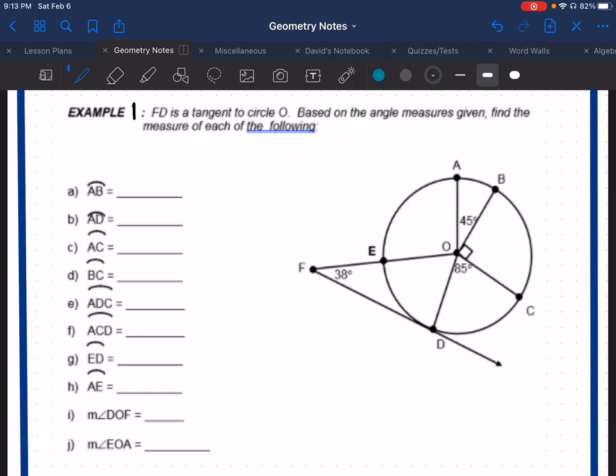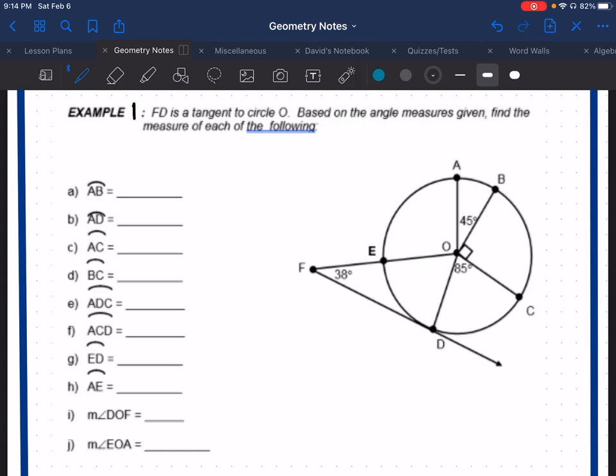FD is the tangent of circle O. Now, that's going to tell me some stuff from our last lesson. I know the stuff about tangents, so I might want to look back at my notes from Monday or Tuesday. And because they're calling this circle O, I know that O is the center. So any angle that is made from angle O would become a central angle and would help me out, okay?